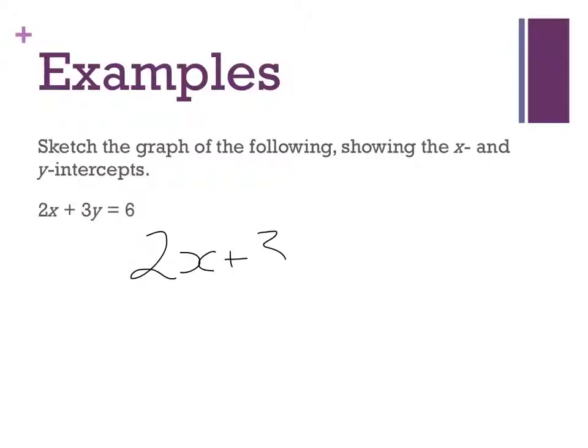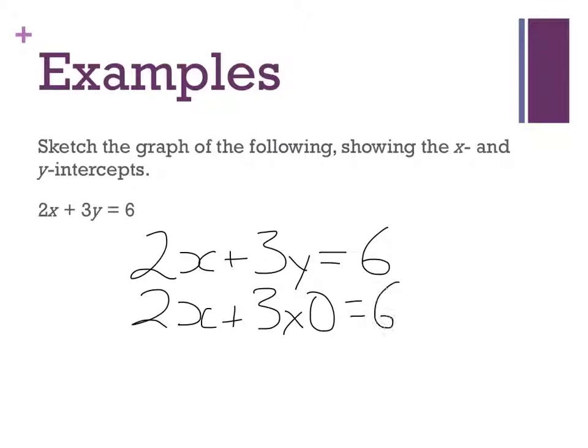2x plus 3y equals 6. And I said, okay, now I have to make y 0. So 2x plus 3 times 0 equals 6. Now 2x, I'll leave that, 2x plus 3 times 0 is 0, okay, 2x equals 6.